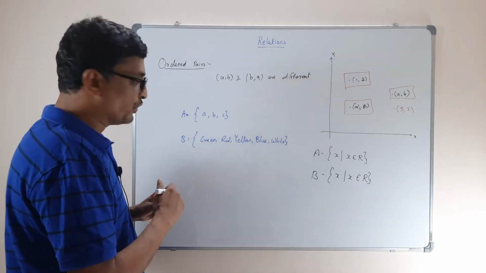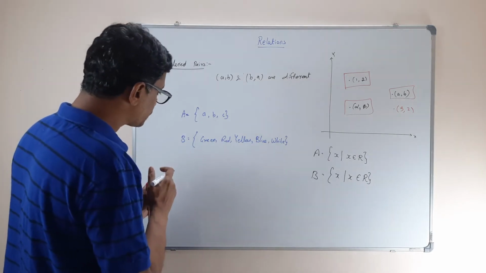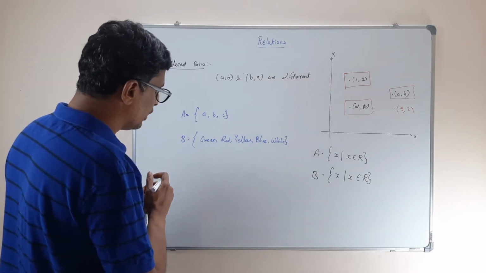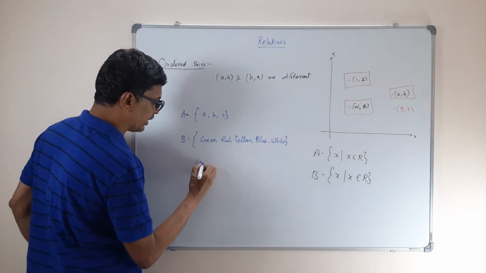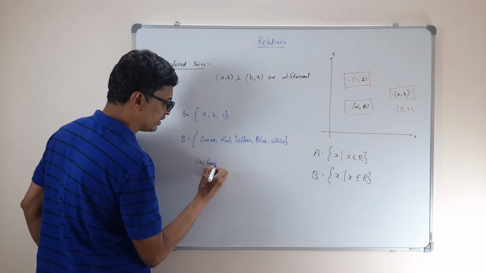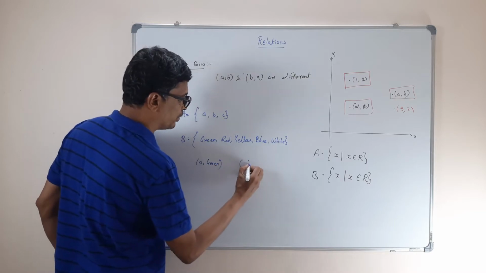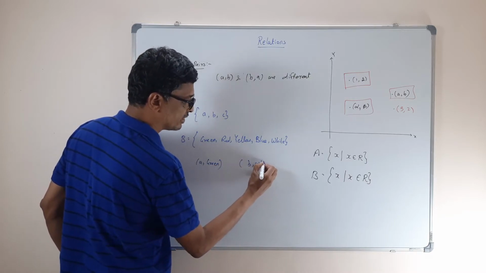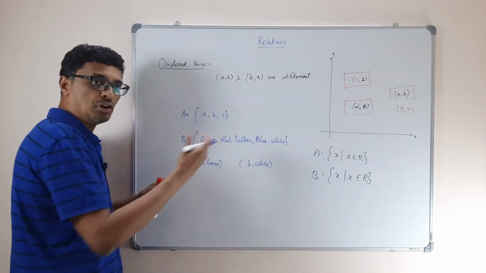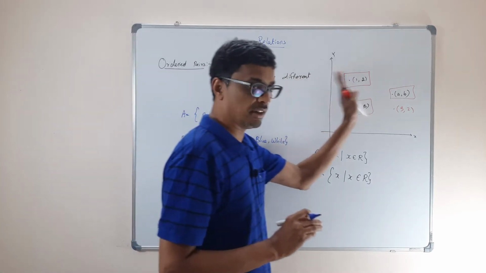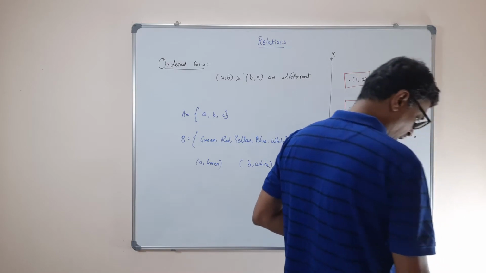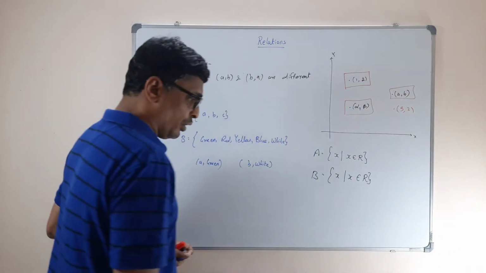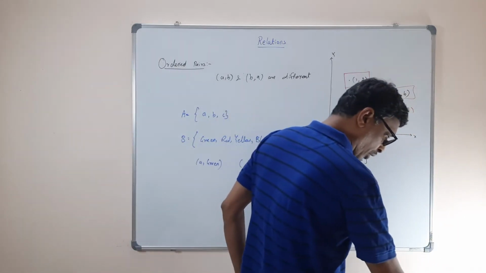Am I right? So now one of the ordered pairs you can write is A comma green, or B comma white. So these are also ordered pairs. It's not necessarily that you have to do it in the coordinate system. There are many examples like that we can do. And now, they have given one example, one problem.